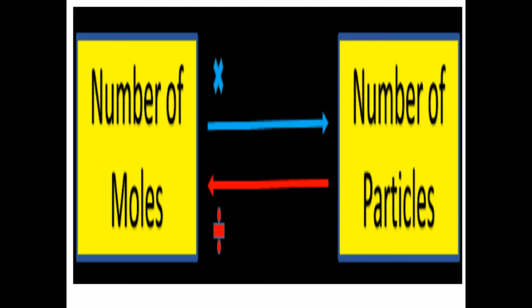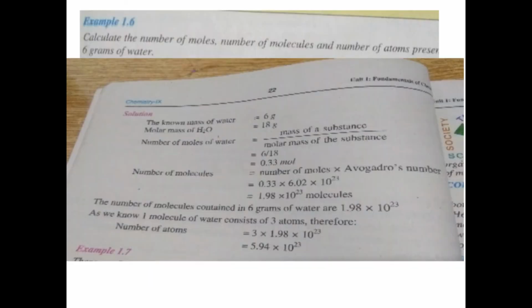The number of moles and the number of particles are closely related. When we multiply the number of moles with the Avogadro number, we get the number of particles. But when we divide the number of particles by the Avogadro number, we get the number of moles back. How? Let me show you an example. Example number 1.6 from your textbook.